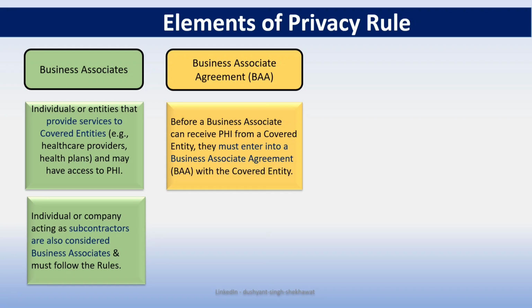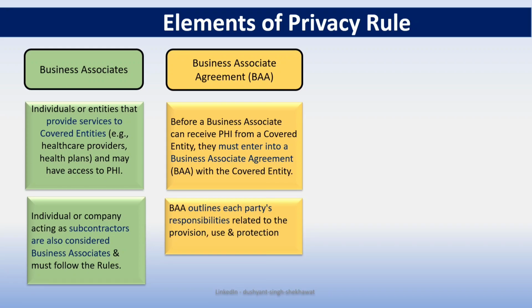Business associate agreement outlines each party's responsibility related to the provision, use and protection of PHI. And it also specifies the safeguards that the business associate must implement to ensure the security and confidentiality of PHI. And subcontracting also requires business associate agreement.